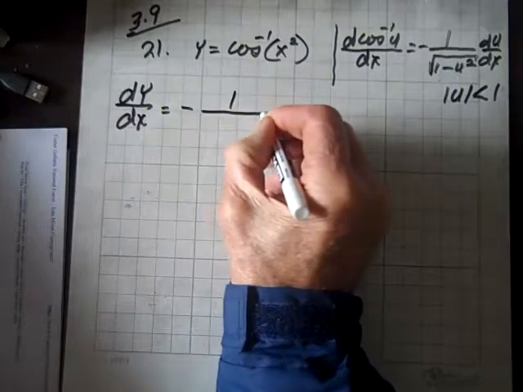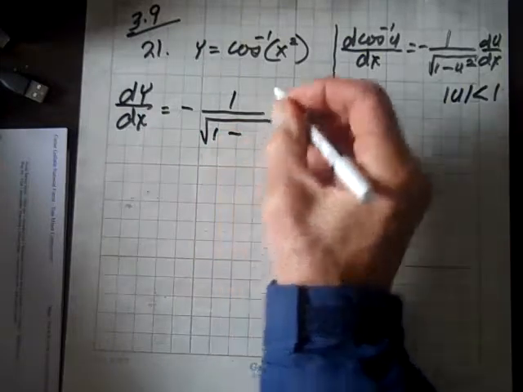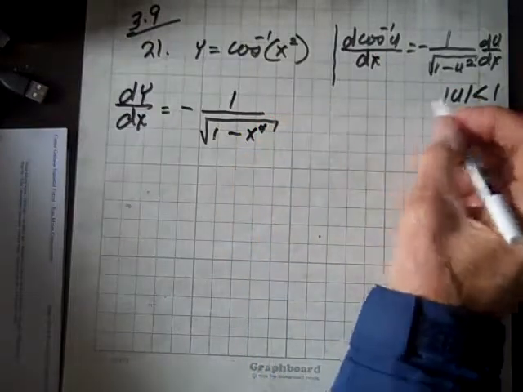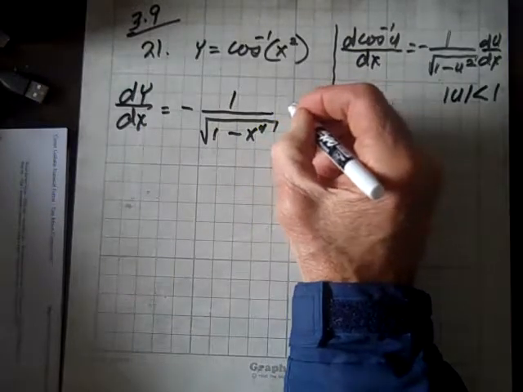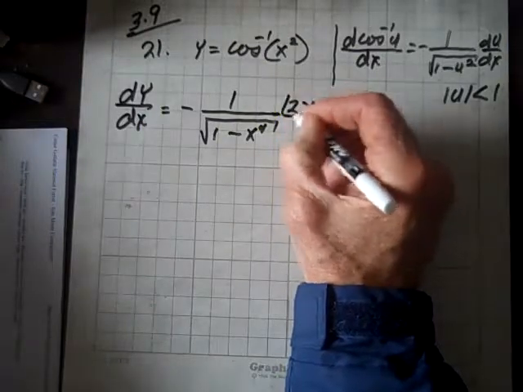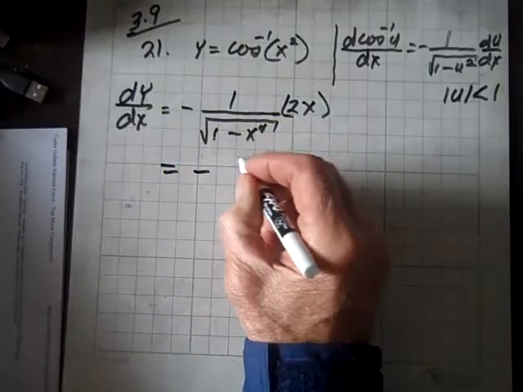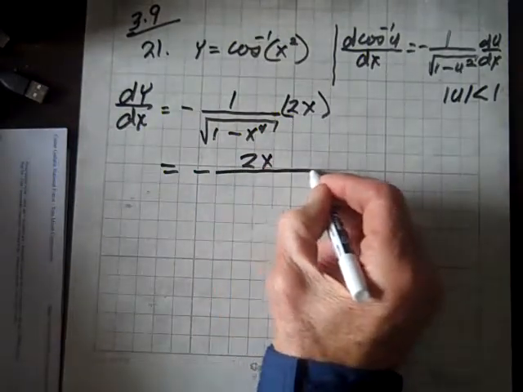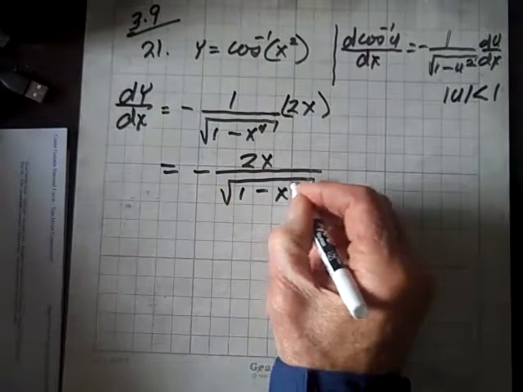-1 over the square root of 1 minus x squared squared, so that's going to be x to the fourth. And then du dx, chain rule, we take the derivative of x squared, which is 2x. So this is times 2x. So that equals negative 2x, and by the way, dx is 1, chain rule, and root 1 minus x to the fourth.